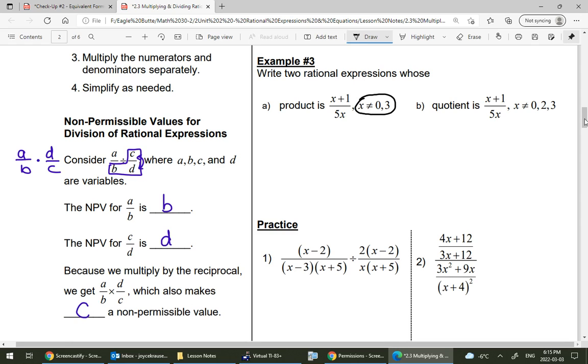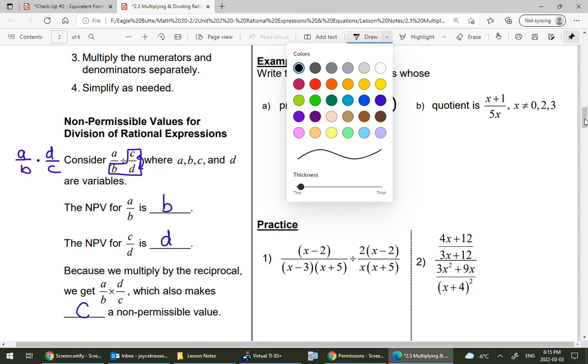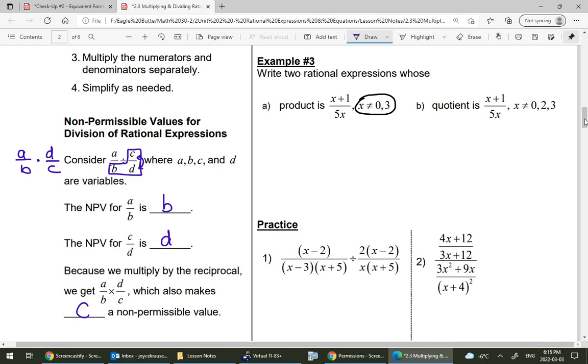That means that I have to have an x in the denominator and an x minus 3 in the denominator. And if you notice in my final product here, x is the only one that's left in the denominator, so that means that x minus 3 must have disappeared at some point. It's like magic. All right, so let's start by setting up our expressions.